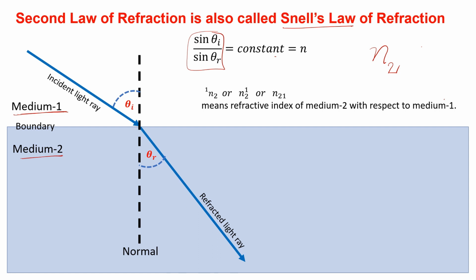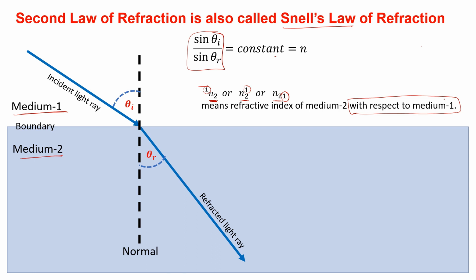So symbolically we represent this, either we keep it here, or here, or here. In many books, different notations are given, so we can use any one of them. So here it shows that the refractive index of the medium 2 with respect to medium 1. This is also the same thing: refractive index of the medium 2 with respect to medium 1.